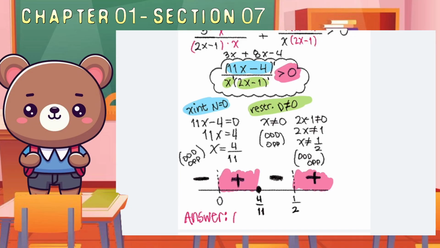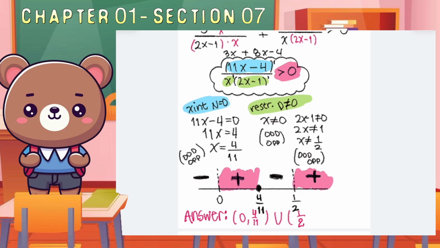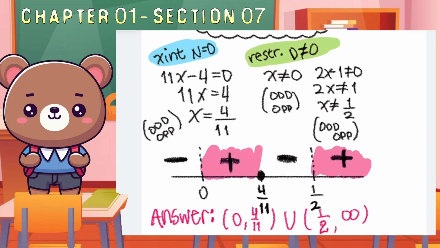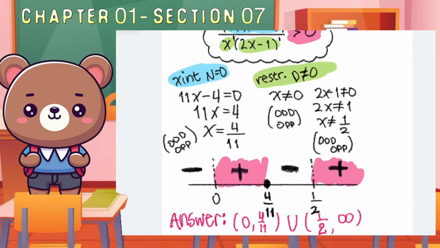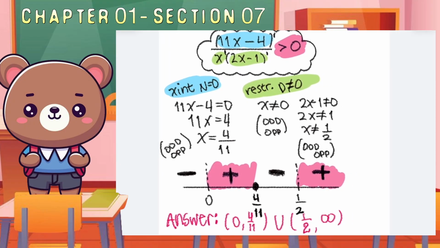We are going to have parenthesis 0, comma, 4/11, parenthesis, union, parenthesis 1/2, comma, infinity. The 1/2 got a little squishy. I hate when I'm at the very bottom of the screen and it does weird stuff. There you have it. That's the answer. That's the 1/2 over there. I just wanted to be able to zoom out and at least get it from this step.